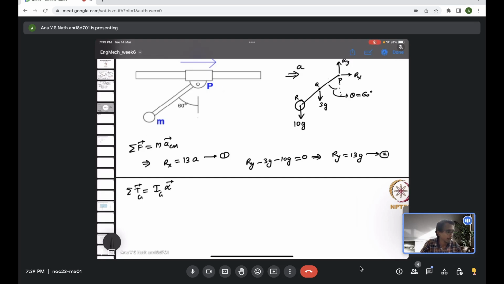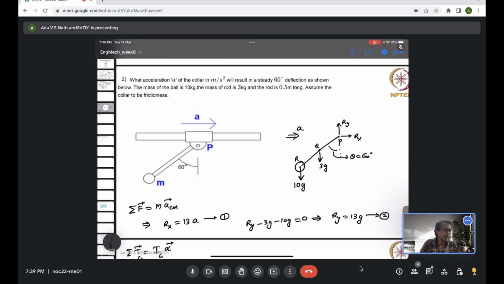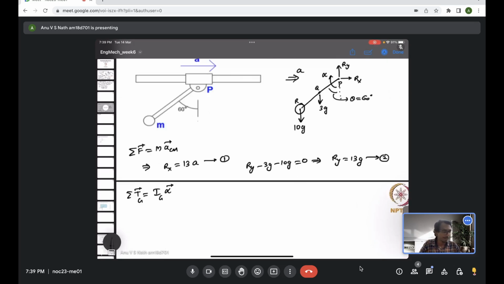Now this rod, if it's accelerating in the horizontal direction, in the positive x direction, you can intuitively think the ball will move backwards, and there will be an angular velocity and angular acceleration in the clockwise direction. So I'll choose this to be alpha. This direction, the clockwise direction, is accelerating with an angular acceleration alpha.